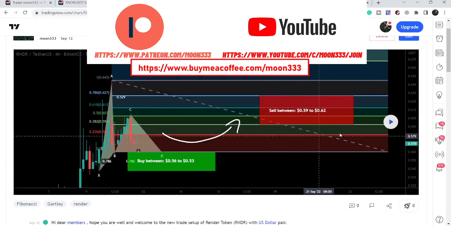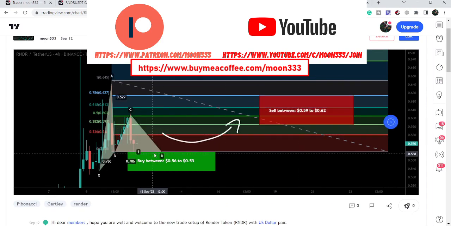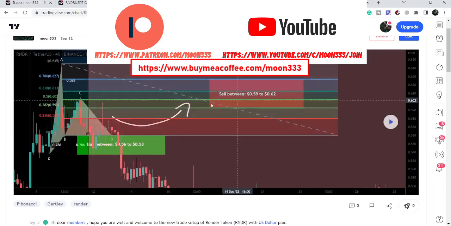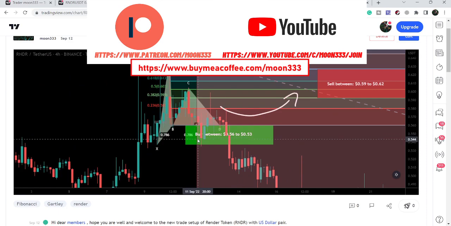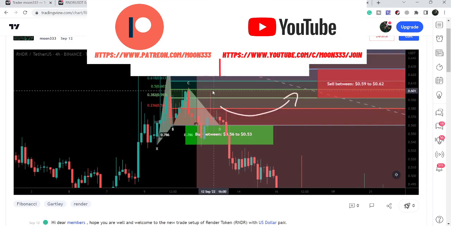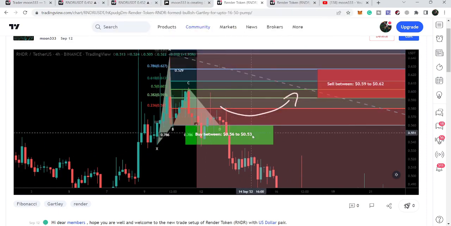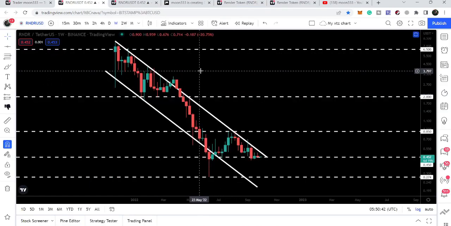The most recent idea is this one that was with the US dollar pair. If I play this chart, you can see that the price line again moved down inside this potential reversal zone. From here, the price line reversed bullish, and after hitting the sell target zone, the price line again moved down.